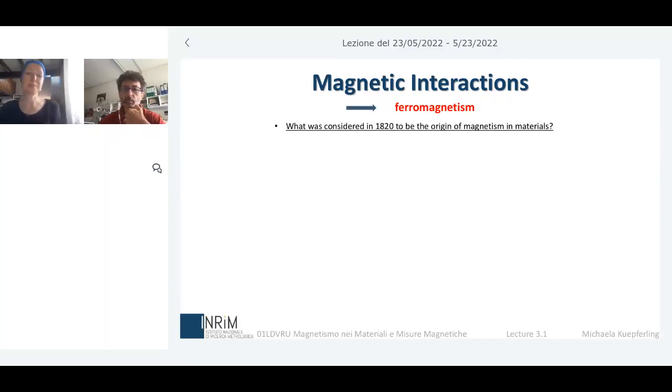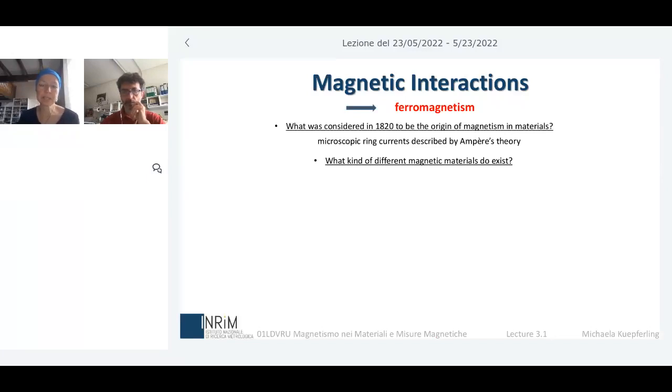Yeah, it has something to do with the Biot-Savart law, of course. It was considered that electrical currents create a magnetic field, and so it was thought that in the magnetic material we may have some very small microscopic ring currents, and this was the theory of Ampère.